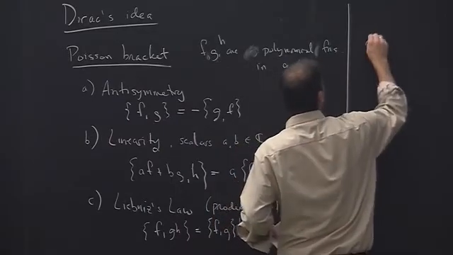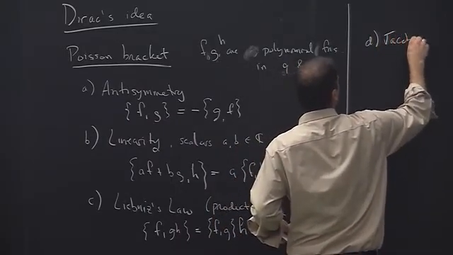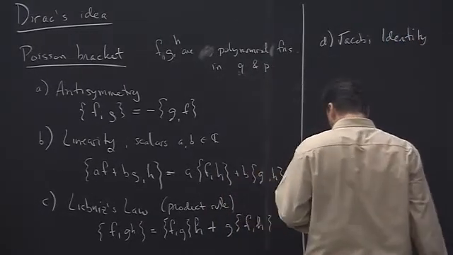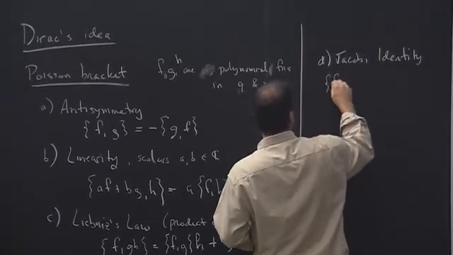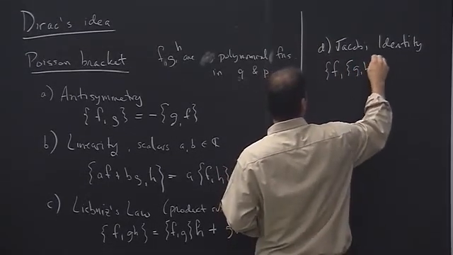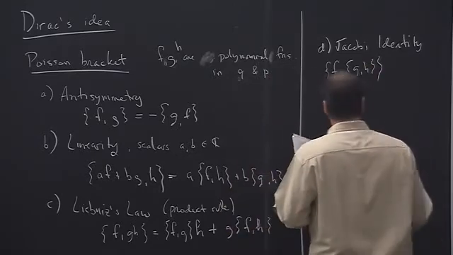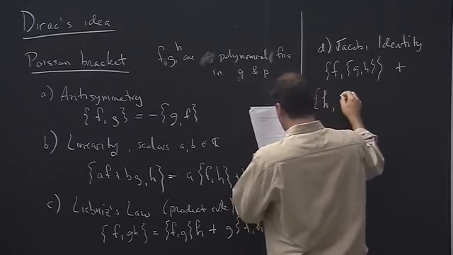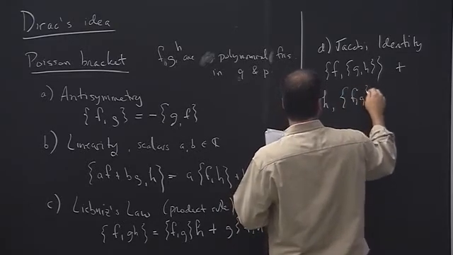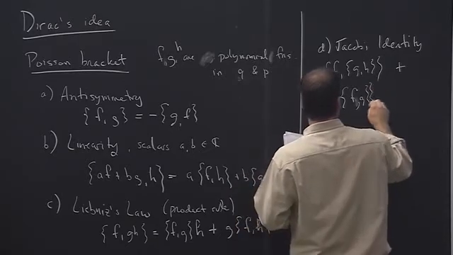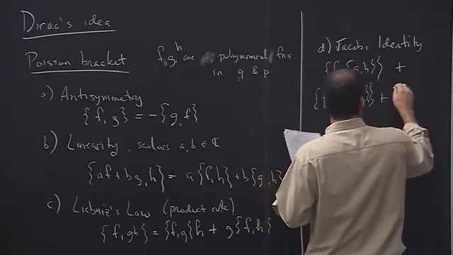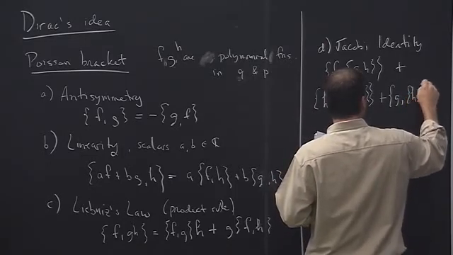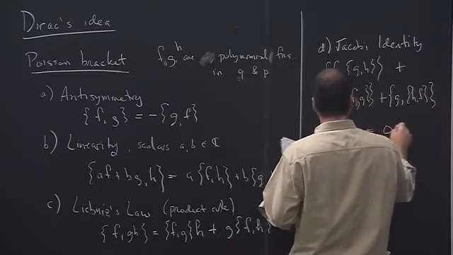We have the Jacobi identity, which is that F Poisson bracketed with the Poisson bracket of G and H, plus H Poisson bracketed with the Poisson bracket of F and G, plus G Poisson bracketed with the Poisson bracket of H and F, is equal to 0.